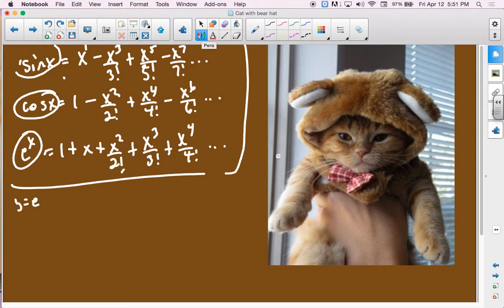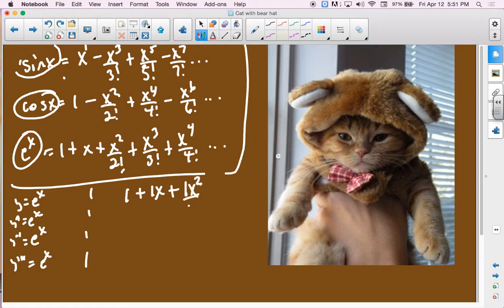So if y is e to the x, y prime is e to the x, y double prime is e to the x, y triple prime is e to the x. And if I calculate those at 0, they're all going to be 1. So if I start off with f of 0 plus f prime of 0 times x minus 0 to the 1st over 1 factorial plus f double prime of 0 times x squared over 2 factorial plus f triple prime of 0 times x to the 3rd over 3 factorial, dot, dot, dot.